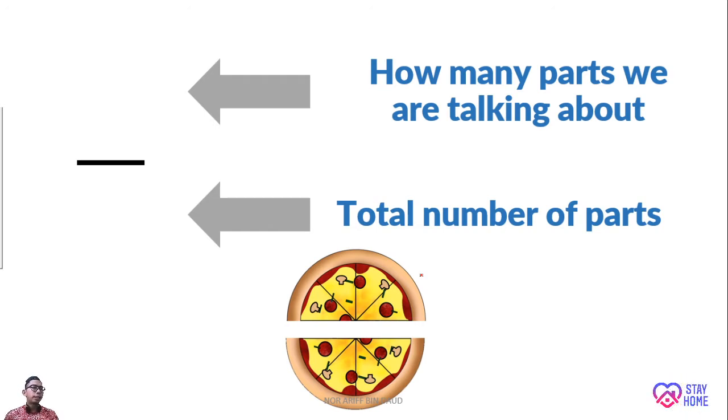Now, going back to the pizza that Sarah and Tommy ate: what is the total number of parts? It is how many parts we have here. Here we have one part, here we have another part, so we have 2 parts of pizza. Sarah eats 1 and Tommy also eats 1. So how many parts are we talking about? 1 part. So the answer will be 1/2. It's very simple to understand.